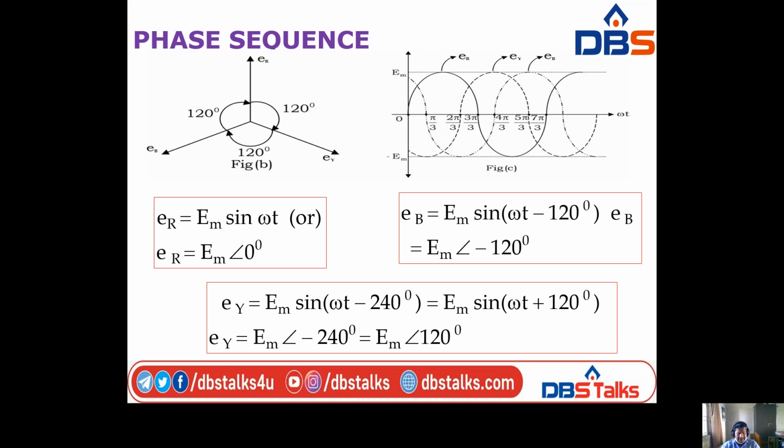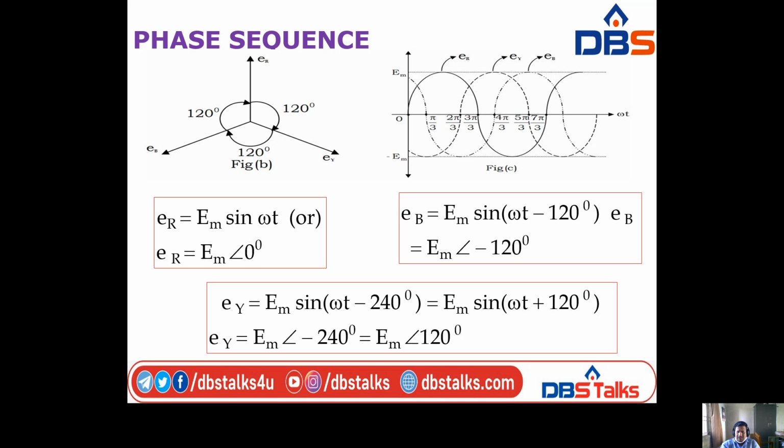Then the voltages may be represented as ER. ER is equal to EM sin omega t. As usual, this is the reference, and ER is equal to EM at an angle 0 degrees, right? Then EB is equal to EM sin omega t minus 120 degrees. So if it is reversed, in the normal direction this is minus 240 or plus 120, but in the reverse direction this is minus 120 and this is minus 240. So EB is equal to EM sin omega t minus 120 degrees, that is EB is equal to EM at an angle minus 120 degrees.